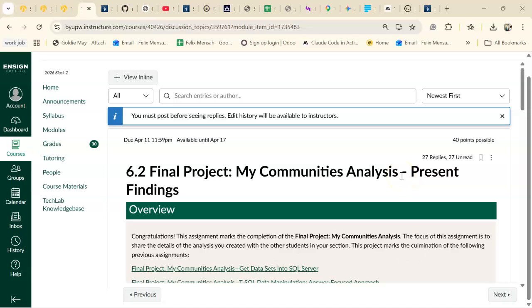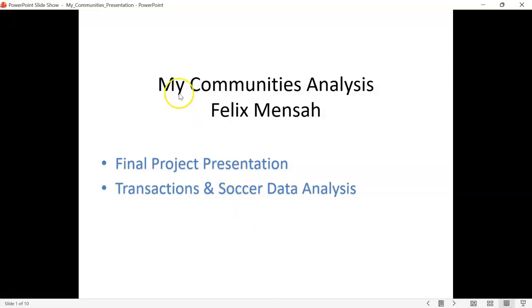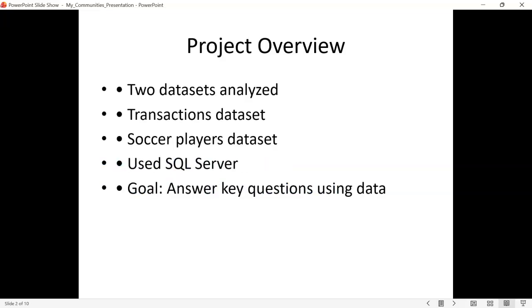That's the community analysis presentation. Okay, so let me take you to my PowerPoint slide. The title is My Community Analysis, and we are going to talk about the final project presentation, which is based on these two communities: the transaction data and the soccer data analysis. Those are my two communities.